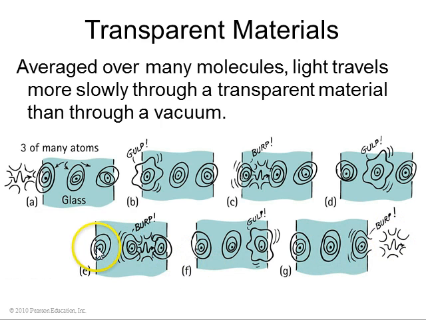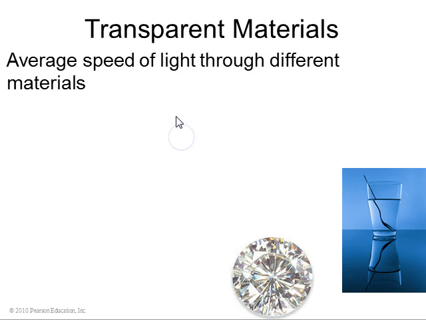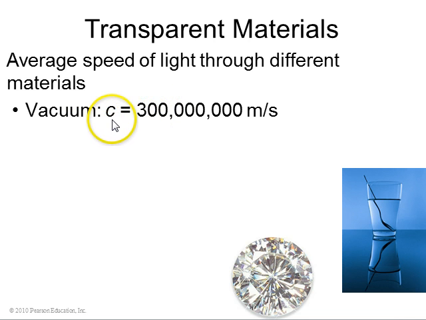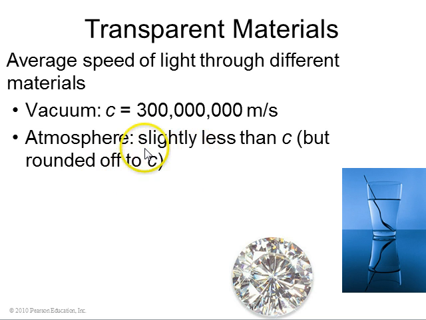And because of all these little delays, as the energy is captured by all these adjacent atoms, the average speed of light through a transparent material is always less than the speed of light in a vacuum. So in a vacuum, light travels at speed c, where c equals 300 million meters per second. In air, the speed of light is slightly less than c, but we usually round it off to about c, 1.00 or 0.999. So in water, the speed of light is 0.75, about 3/4 of c.